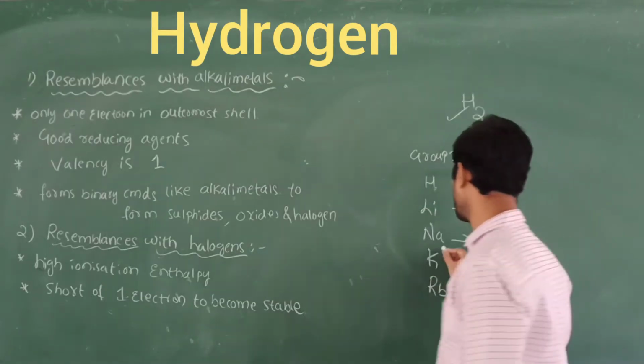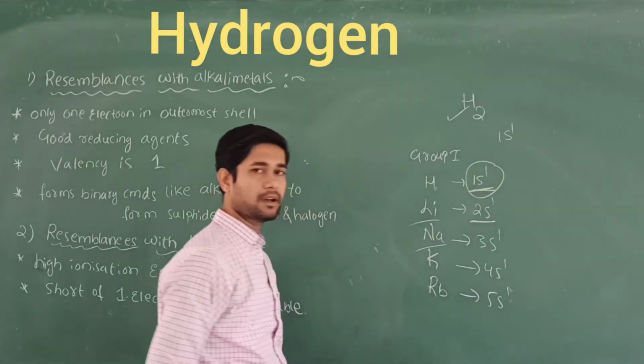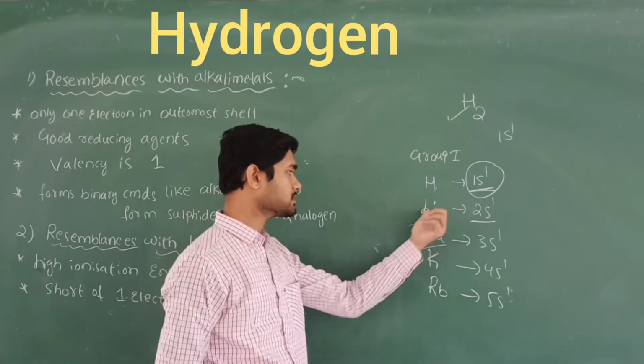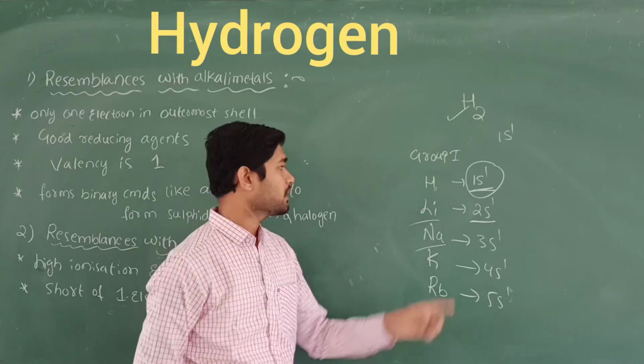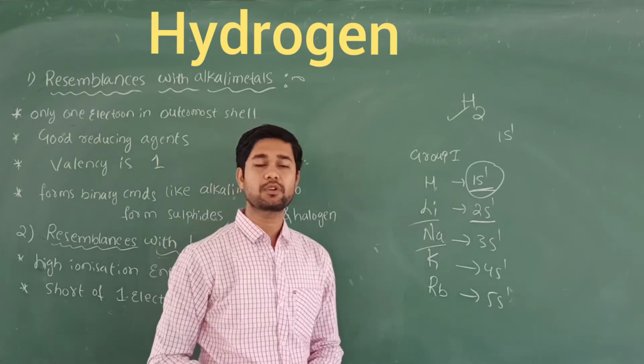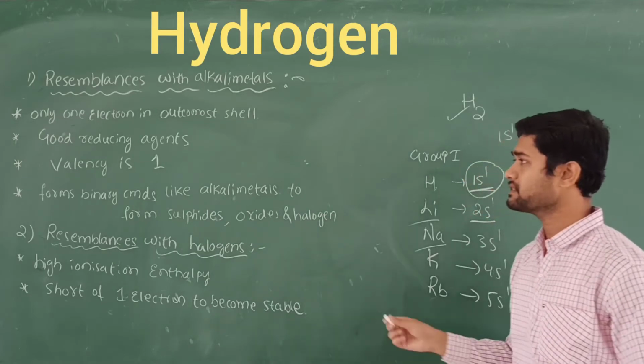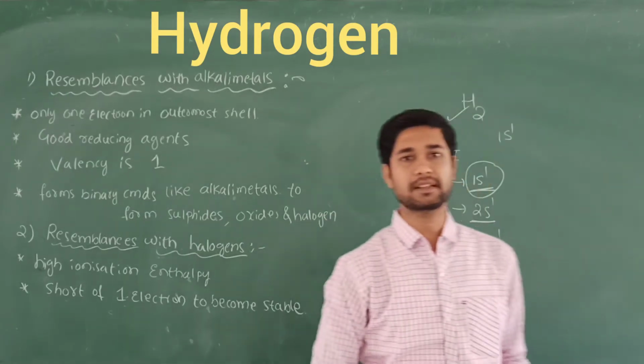You know this one, sodium metal and lithium are involved in organic chemistry reactions, right? At that time they act as the best reducing agents, and similarly hydrogen also acts as a best reducing agent. And valency is 1. Obviously its valency is 1.